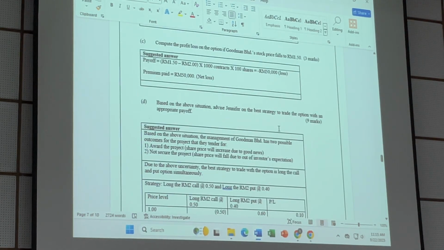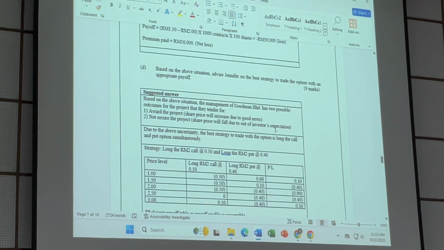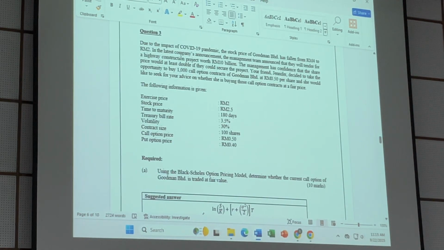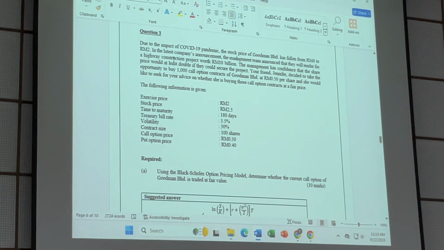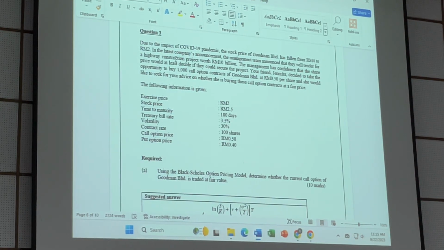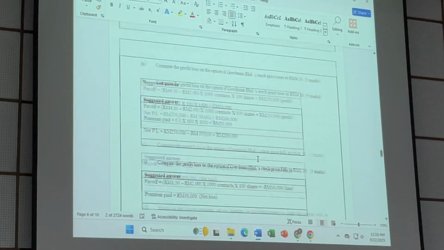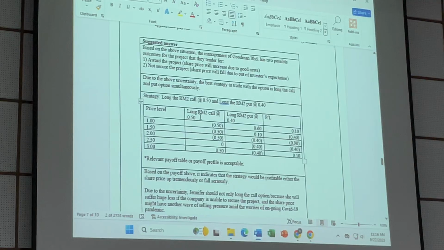So based on the situation, the best strategy is, because here the situation is high volatility. Let's say at the announcement, the management announced that they will tender for the project, a highway project. So they will get the project or they will not get. If they get the project, the share price appreciates a lot. If they cannot get the project, then the impact of the pandemic will cause the share price to fall even lower. Okay, so it's a high volatility situation.